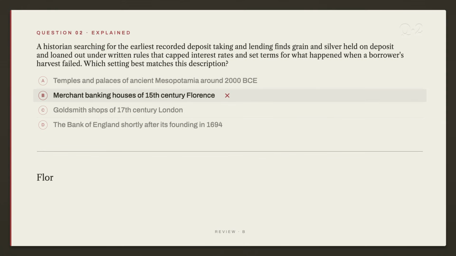B is wrong because Florentine merchant banks financed trade with bills of exchange roughly 3 millennia later.